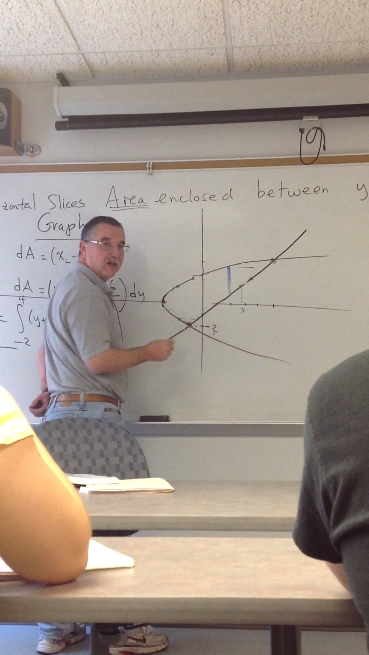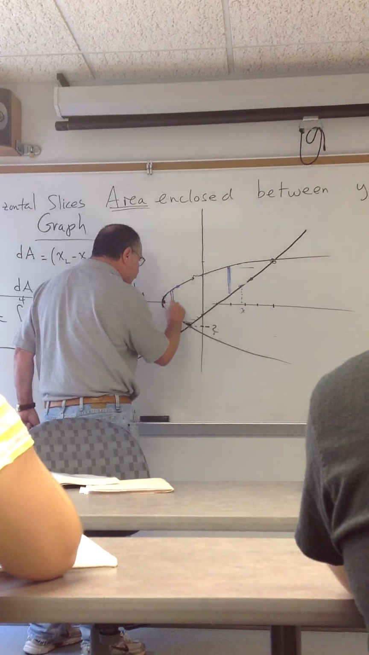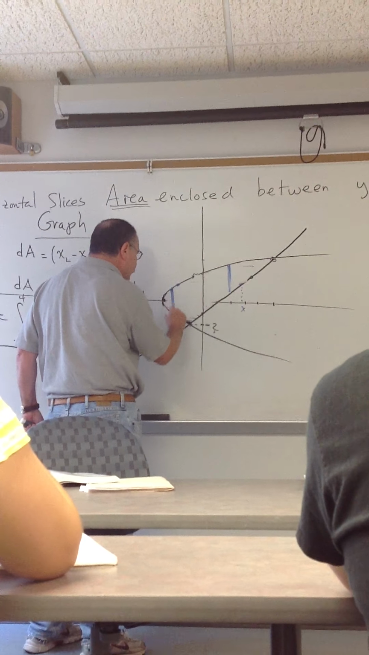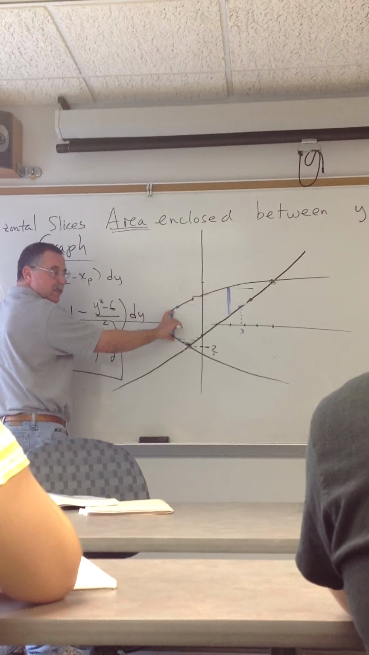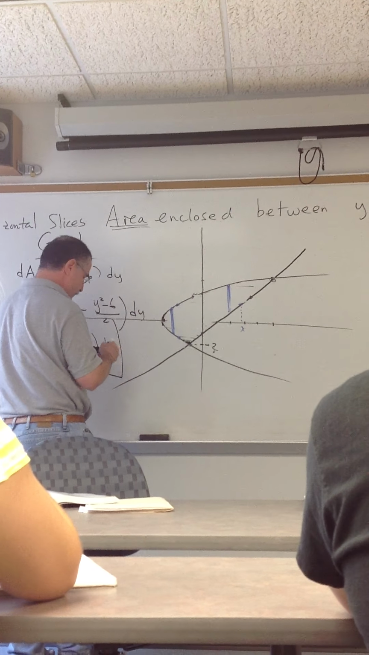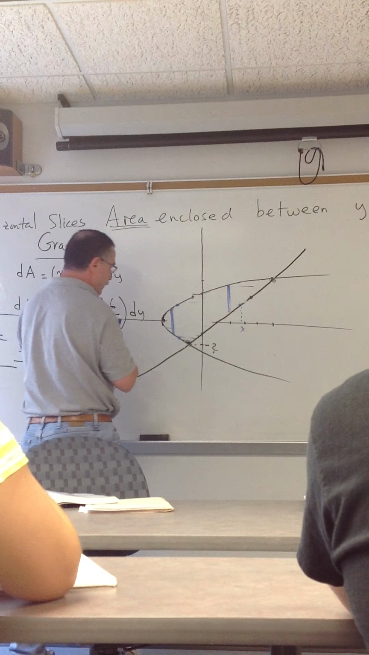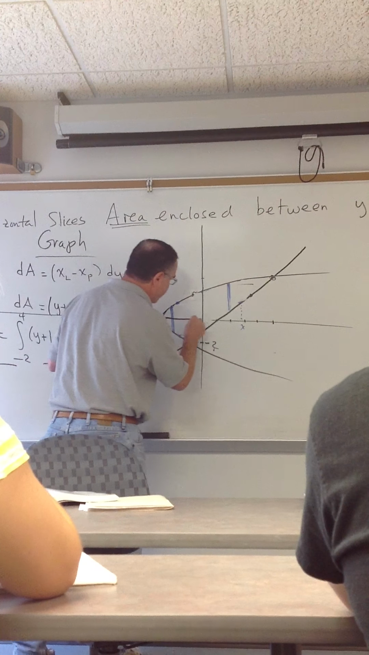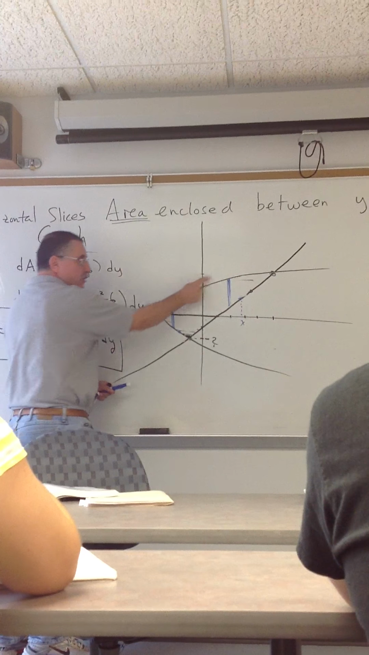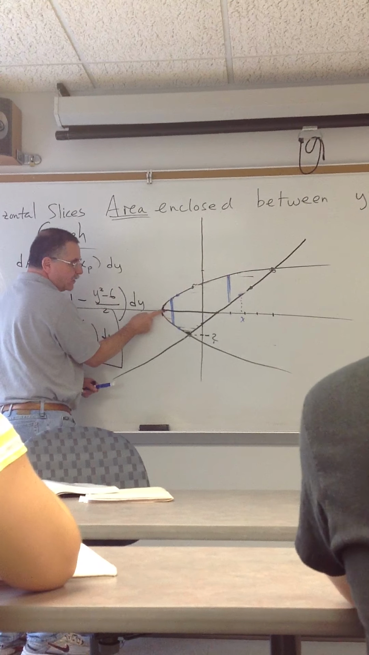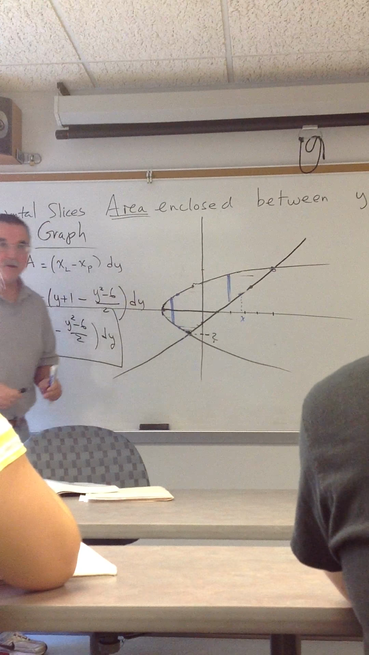However, if I were to take a typical slice right here, then the length of this slice is the height of this branch of the parabola minus the height of this branch of the parabola. Are you with me, guys? So therefore, what will be a natural boundary point where the formulas for the slices change, guys?